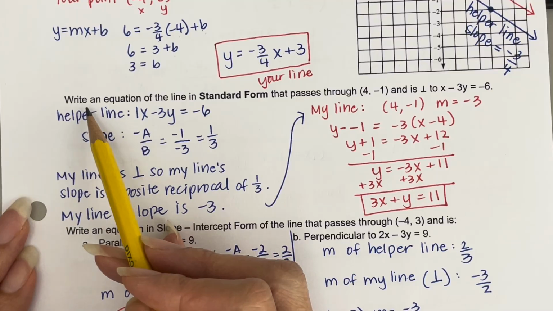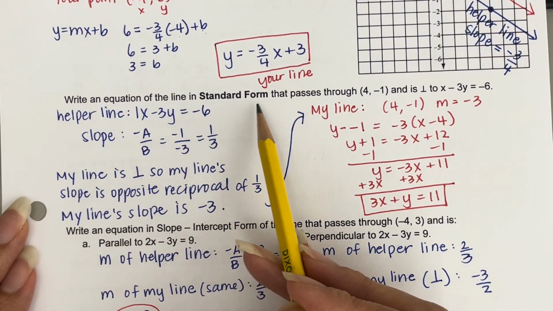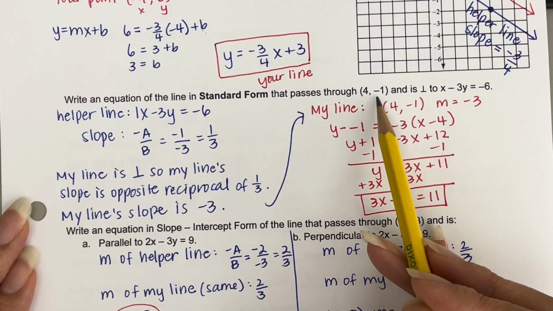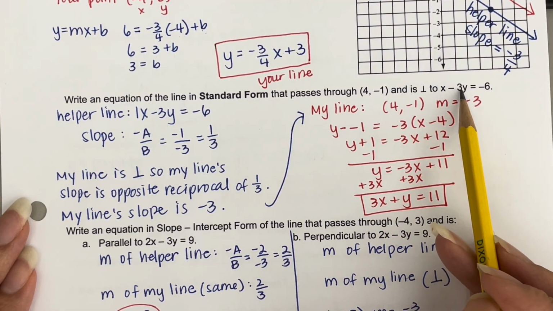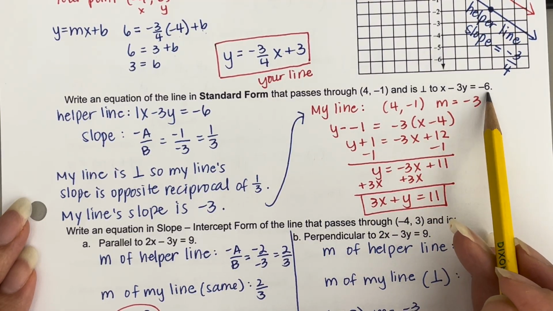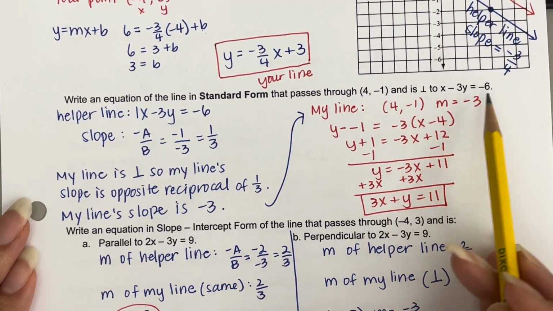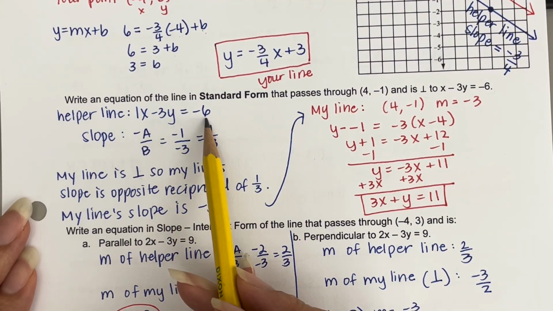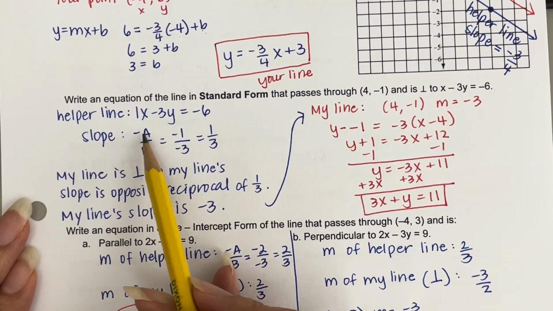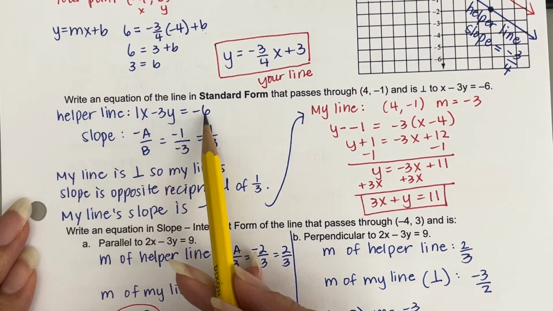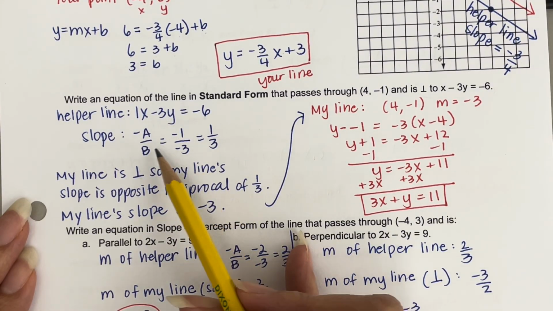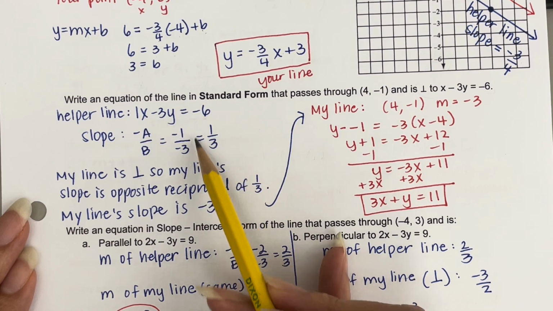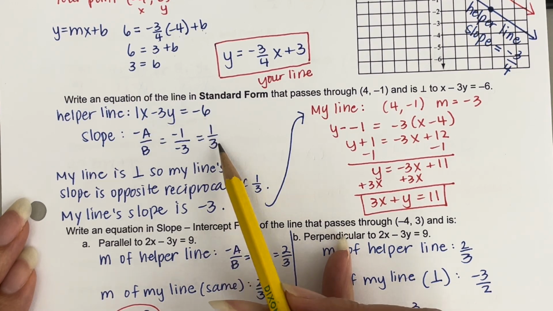Now the next question asks, write an equation of the line in standard form that passes through 4, negative 1, and is perpendicular to x minus 3y equals negative 6. So this is your helper line. I need the slope of this helper line. So I'm going to use negative a over b since this is in standard form. You can also solve for slope-intercept form and get the slope that way. So the slope I find is 1/3. That's my helper line's slope.